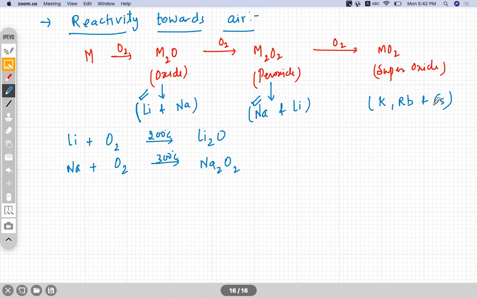On exposure to air, lithium also combines with nitrogen and forms nitride. Only lithium, not other metals. Among all the alkali metals, lithium on exposure to air also combines with nitrogen and converts into Li3N, lithium nitride. Only lithium can form this.